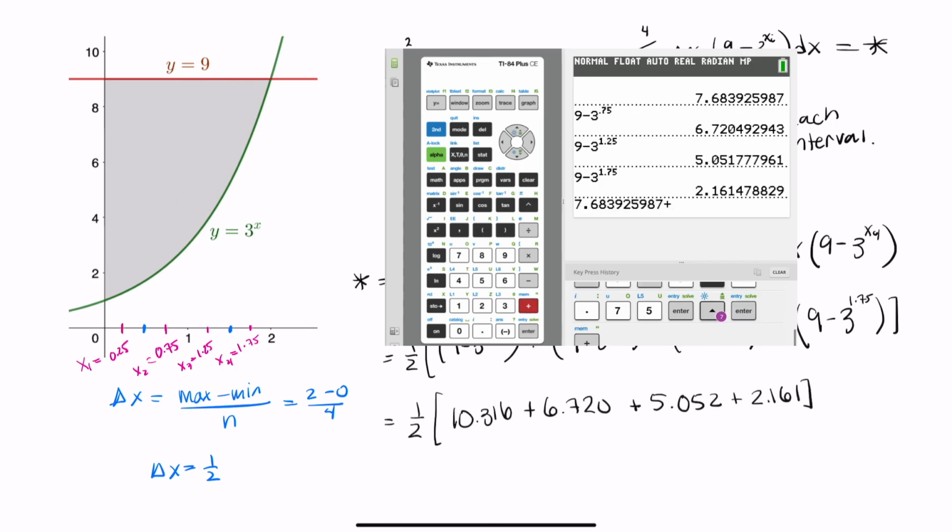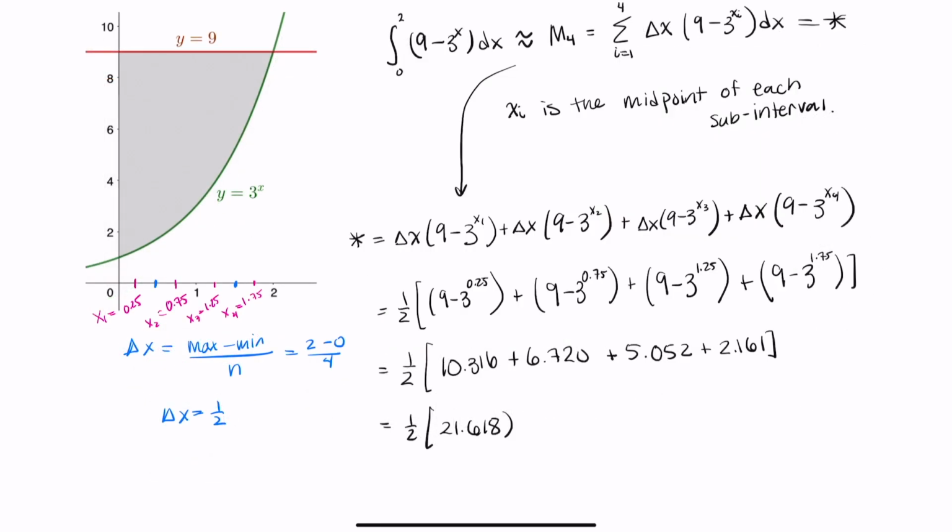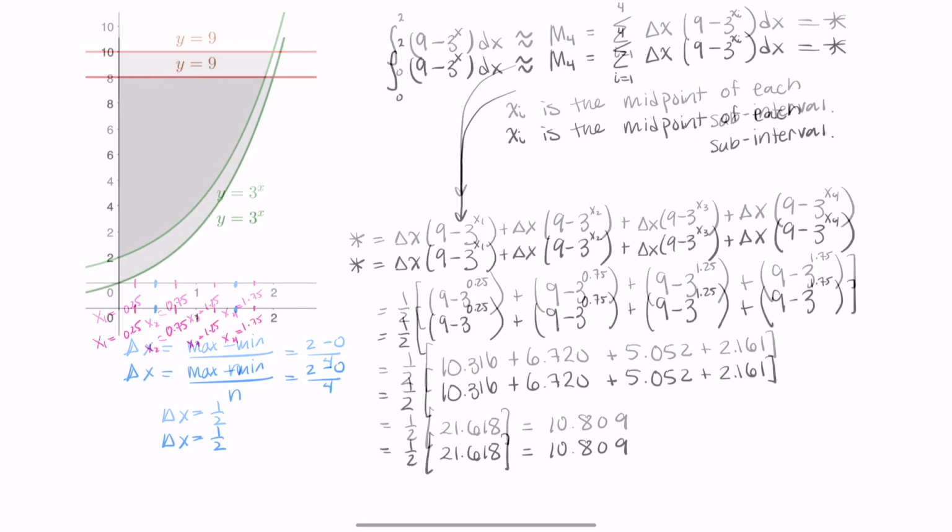Now, in order to remain as accurate as possible, I'm going to add these all up using the exact values on my calculator. And now dividing this by 2 gives me 10.809. So using 4 rectangles as a Riemann sum, we end up with 10.809.